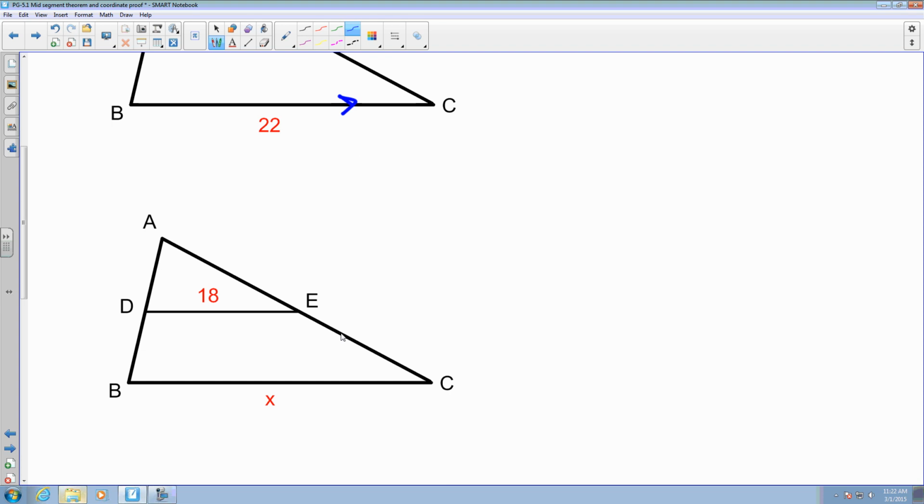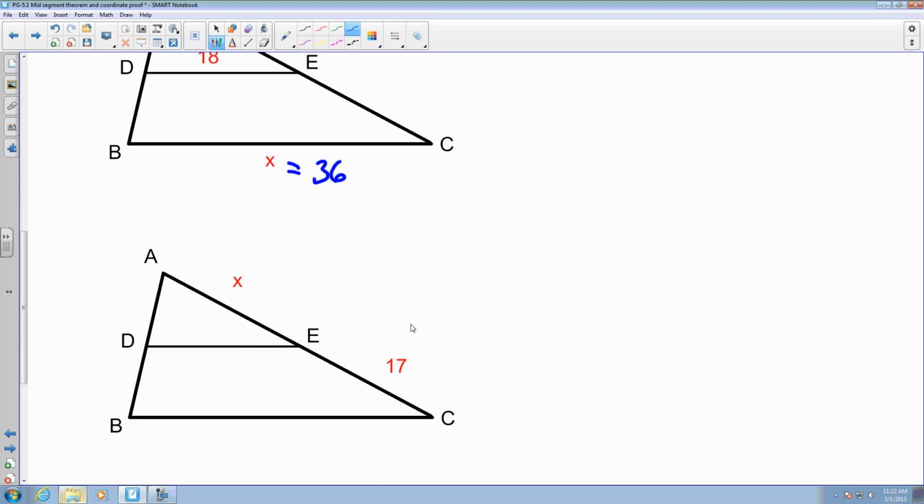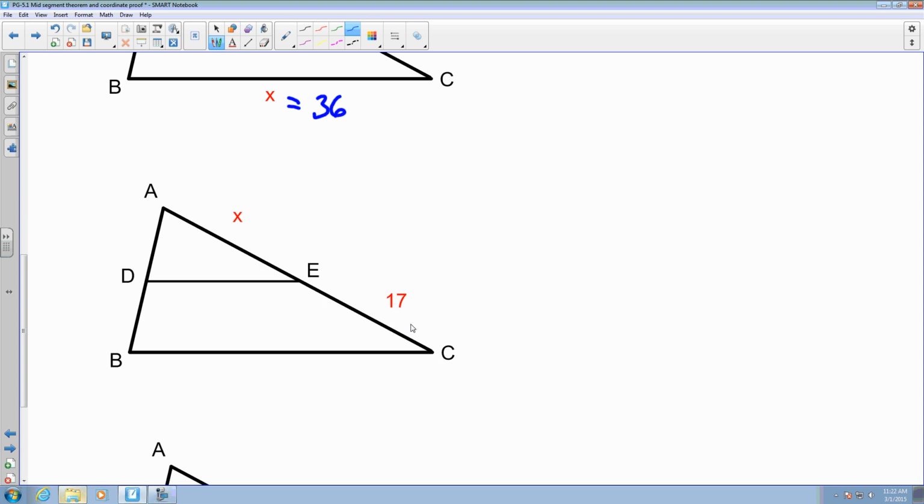Looking at the second one, again, I'm given DE. I know that BC is twice the distance, so that means it's 18 times 2, which gives me 36. And this one here, all it knows is a mid-segment, so that means that point E is a midpoint, and so these two portions are equal to one another, so that means x is 17.